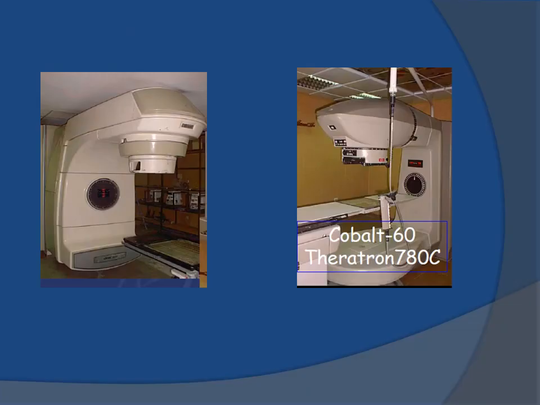This is a photo of a cobalt-60 machine which depends on a natural radioactive source, cobalt-60, placed in a large head of lead, and produces gamma rays only.